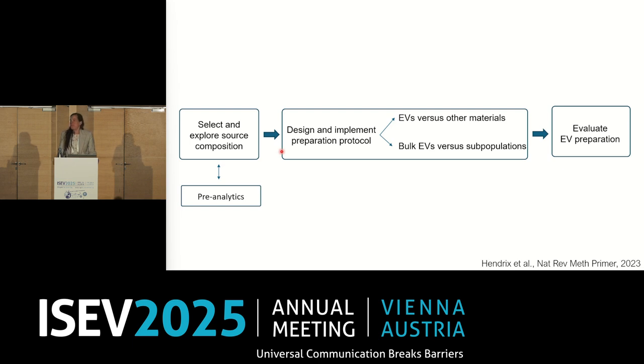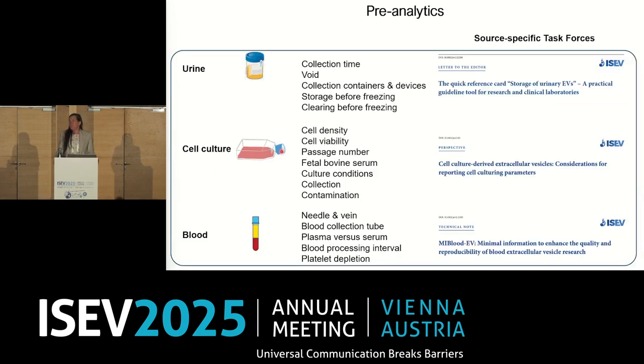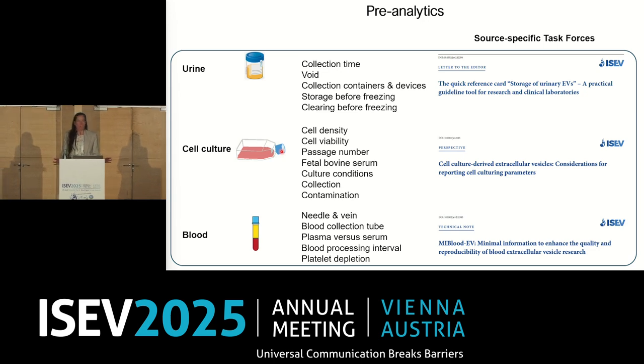Now, once you have selected the source and identified the composition, another important consideration is the pre-analytics. How will you collect the source? How will you process it? And how will you store it until you're able to isolate and further prepare extracellular vesicles from it? So there are multiple pre-analytical factors, both for urine, cell culture supernatant, and blood, that have been identified. Some of them are source-specific, and others are more general and apply to all the different sources.